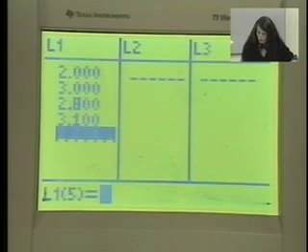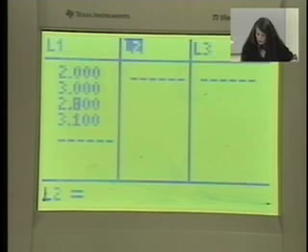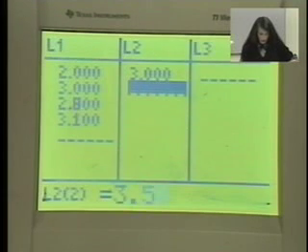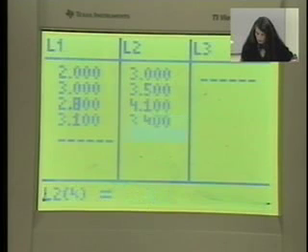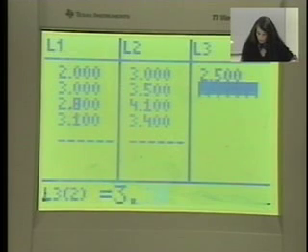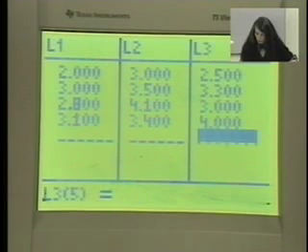And then we'll enter over, and we'll go to the second list. All right, and enter down. Then we'll enter 3, 3.5, 4.1, 3.4. And then we'll go over to the next list. 2.5, 3.3, 3, 4. And we'll go over to the next list.